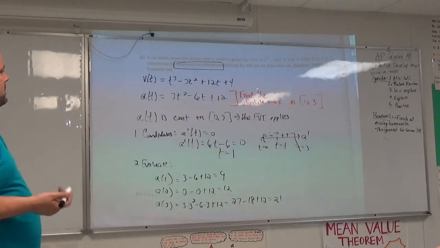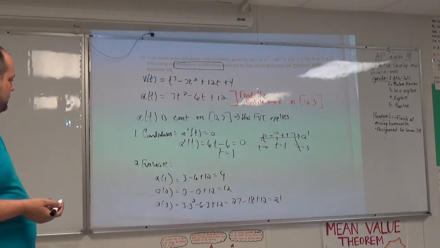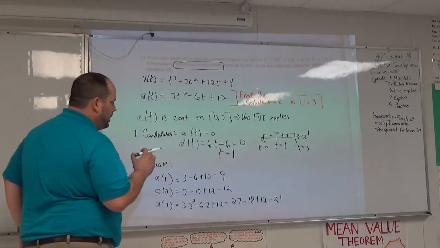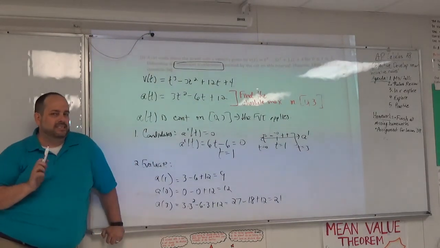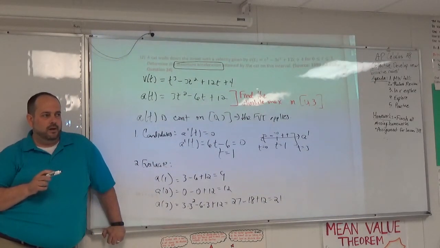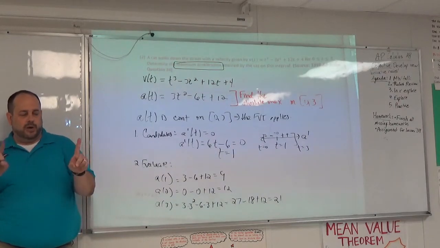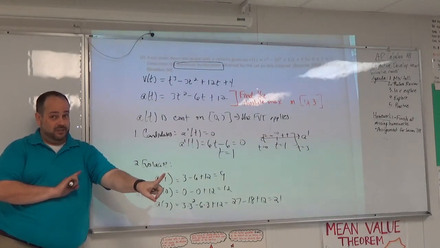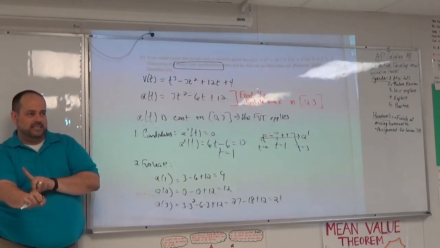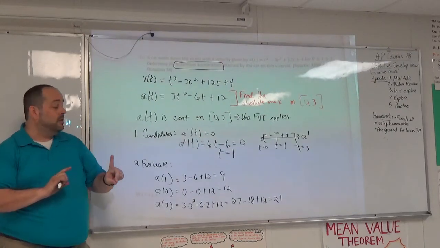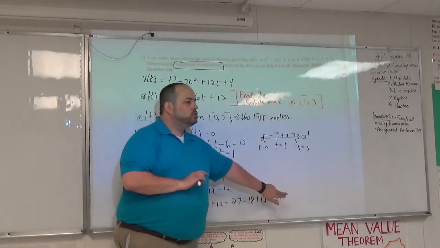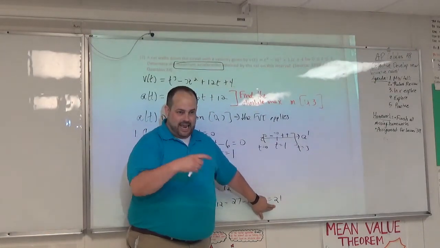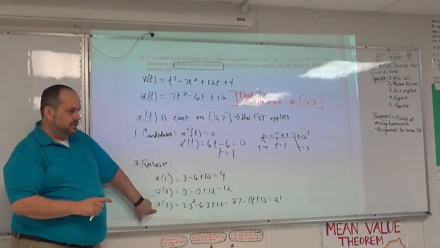So what's the maximum acceleration attained by the cat? There's two questions I can ask you here. What is the maximum acceleration? And when does the maximum acceleration occur? The maximum acceleration is 21. When does it happen? At t equals 3.